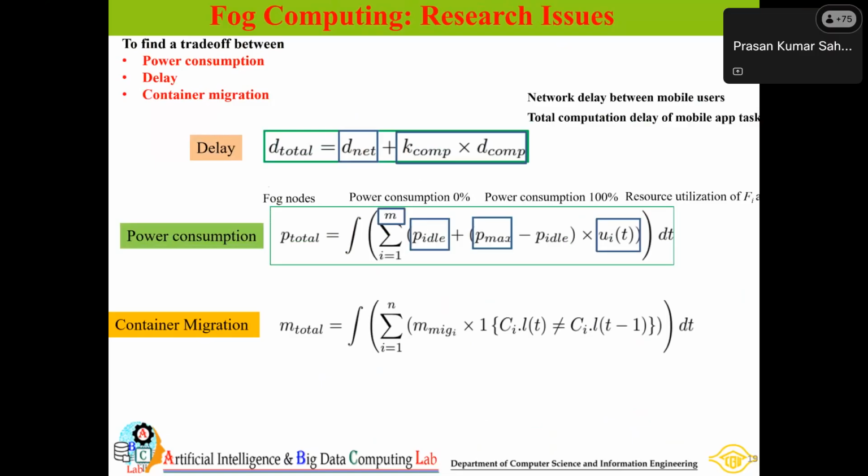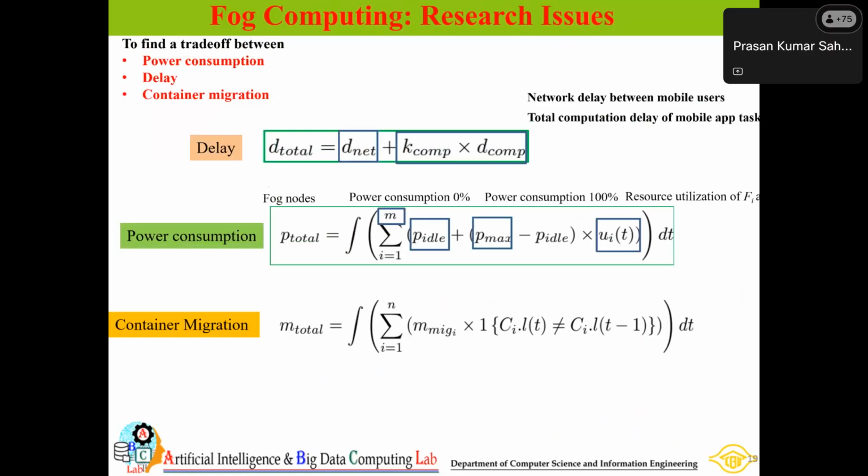When the user moves from one cell to another, from one spot to another, the fog computing platform is normally static. Of course, we can also consider mobile fog platforms, but normally it is static while the users are mobile. So when users move from one cell to another cell, the container needs to be migrated. That can also be modeled.